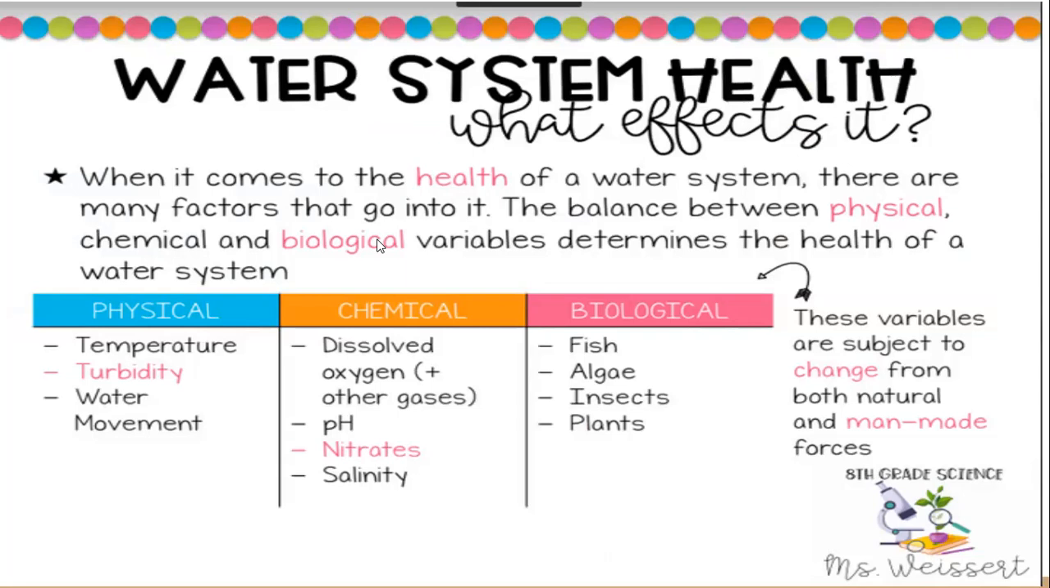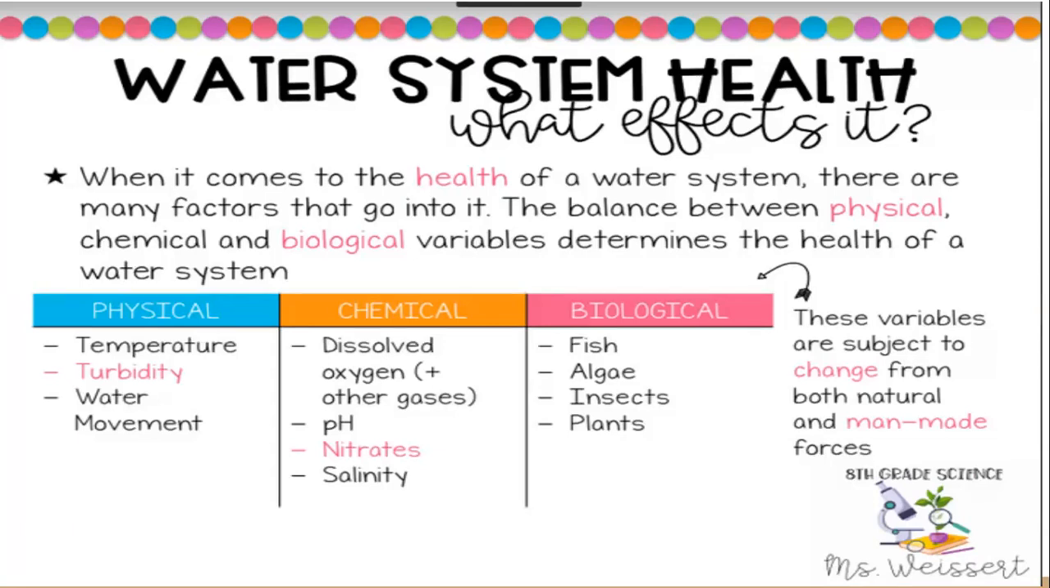So when it comes to the health of water systems, there are majorly like 3 things that they look at to determine if a water system is healthy. They look at the physical, the chemical, and the biological factors of a water sample. So the physical ones are going to be the temperature, how hot or cold it is, the turbidity, which is a new word for us today. It deals with how cloudy the water is, and the water movement. Is it moving around or is it stagnant and kind of standing still? Is what it's looking for.